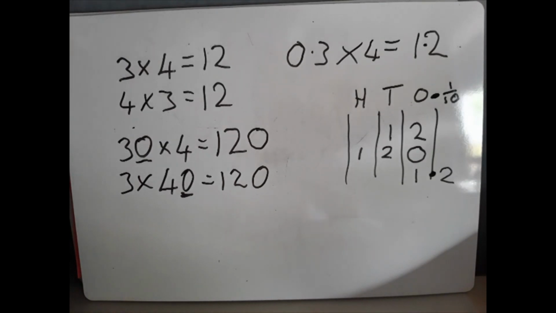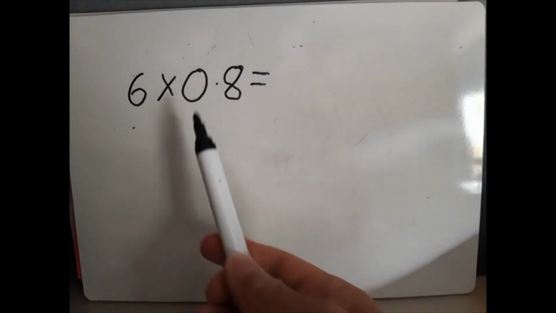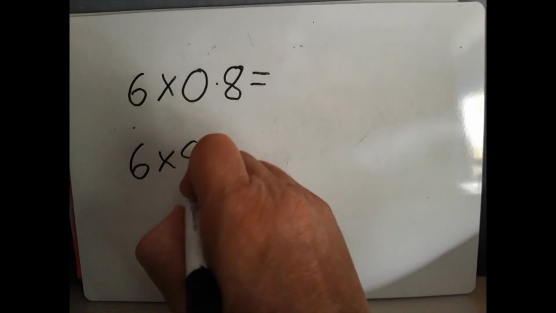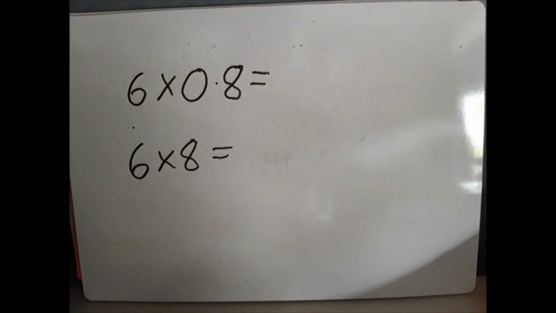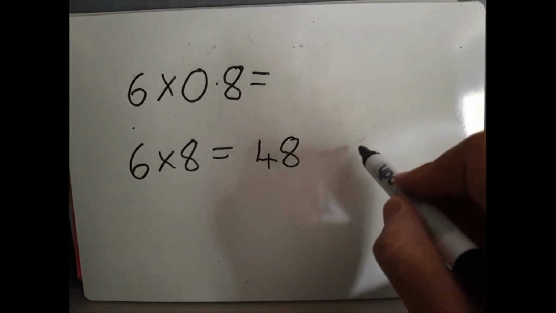Now we can use that to help us with any multiplication with decimals. Okay, so let's have a think about a slightly more tricky one. But again, it all comes from knowing your times tables. So let's suppose we are doing 6 times 0.8. Let's suppose that is the calculation that you have to try to work out. What can we do to make it easier? Well, to help us with this, I'm going to use my knowledge of 6 times 8, because I know my times tables. I know that 6 times 8 is 48.